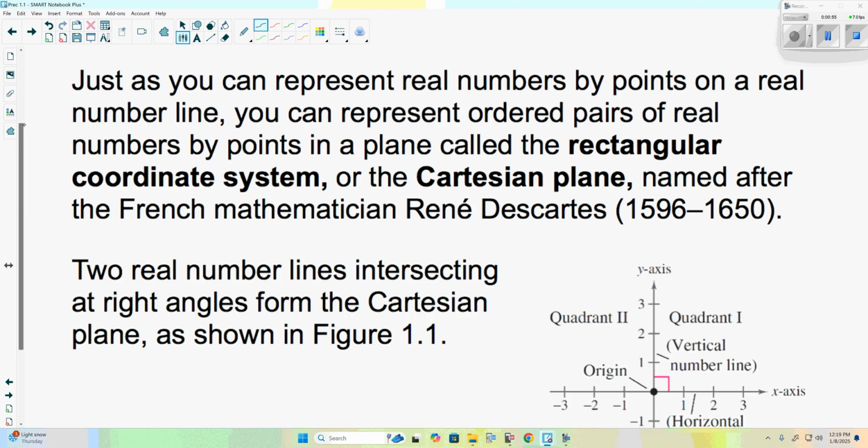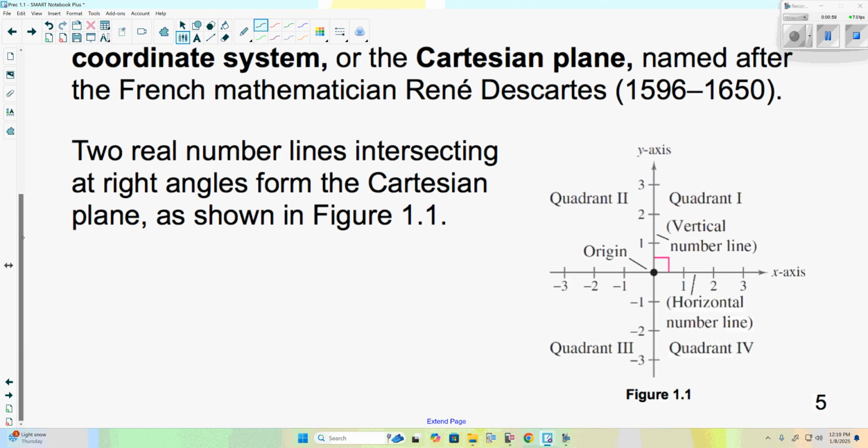coordinate system, or the Cartesian plane, named after the French mathematician René Descartes. So, two real number lines intersect to form the Cartesian plane. This here. First, second, third, fourth, it goes around counterclockwise.